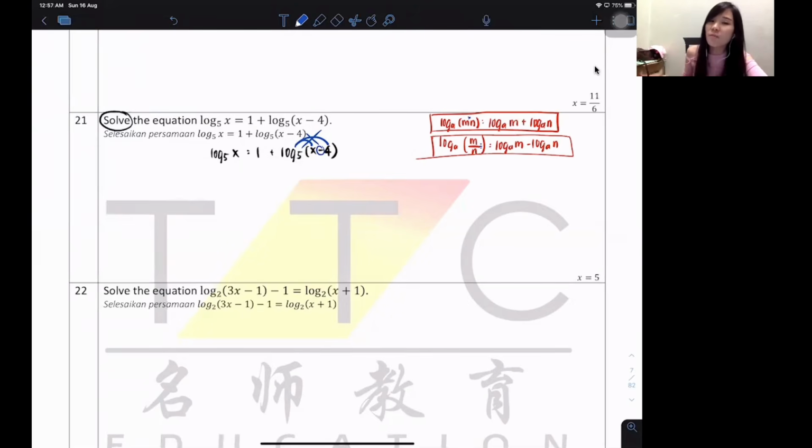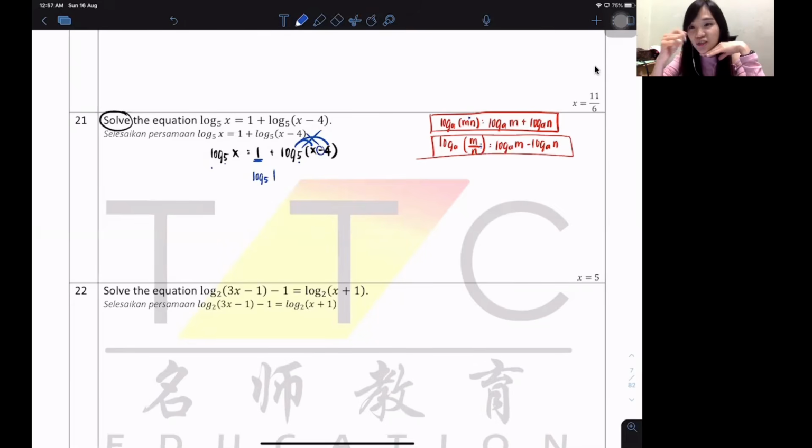So if you cannot open bracket, then how to do it? Do as usual, my dear. Trust me. Start from same base. So this one base 5, this one base 5. All of them almost base 5, except who? The 1. Then what can I do for the 1? Tell me, the 1, can I add a log 5 for it? Can I straight away add a log like that?